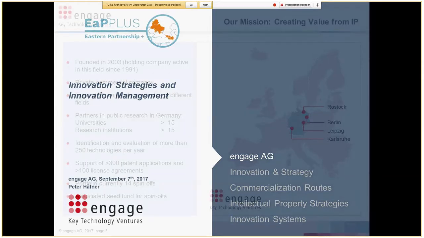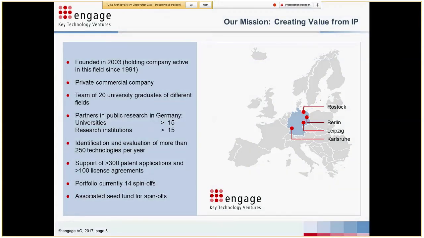So very briefly, Engage was founded roughly 15 years ago. We are active mostly in Germany, and we are supporting research organizations, mostly public research organizations like universities, but also non-university institutes like Leibniz or Helmholtz institutions, with the commercialization of their intellectual property, of their technologies, of their know-how. And we do this in very different aspects. We help them identifying what they have. We develop commercialization strategy together with them. And of course, we implement it if we're asked to do this.